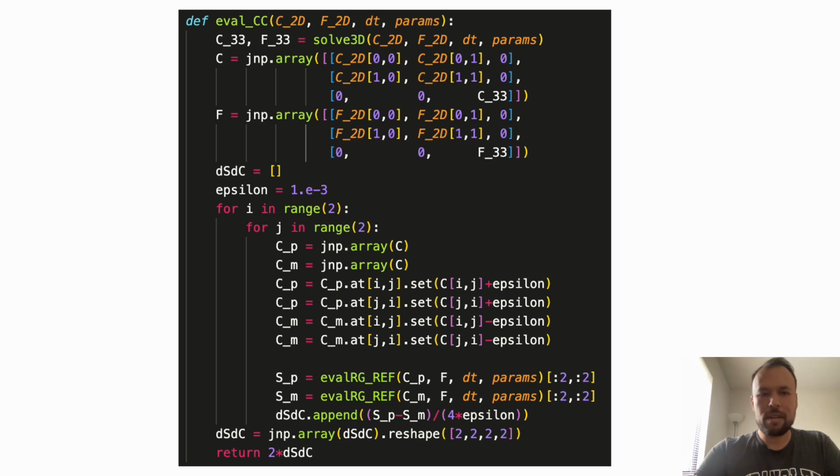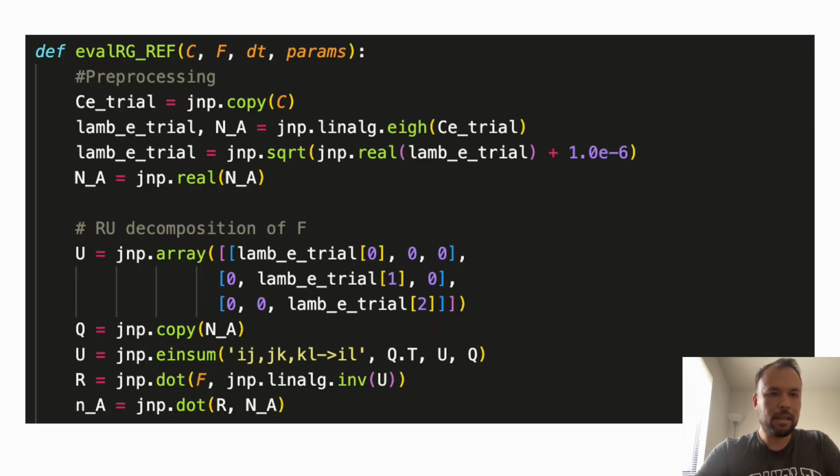And then I vary every component of the C bit by bit to get the numerical tangent, or the STC. Here, as you can see, I have this new modified form of the evalRG function, which is in reference coordinates, and this is how that works. So it takes C and F, where C is varied a little bit, but F is constant for the entire duration of this.